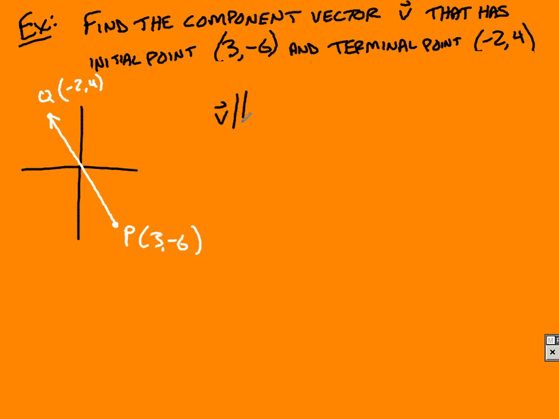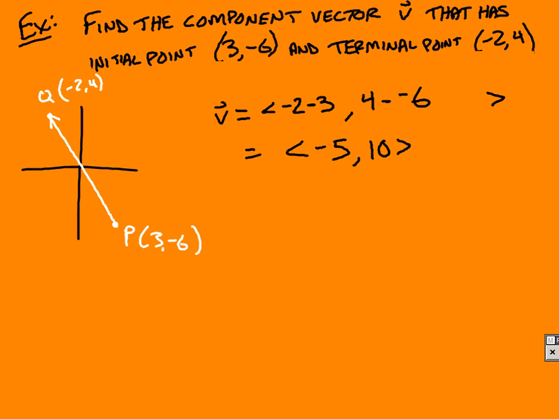So V, not the length of V, apologies. Just V will be, we're going to have these angle brackets, and we need to go in a specific order. We need to go from where we finished to where we started. So the x values of where we finished to where you started. You finished at the x value of -2, you started at 3, and the y values, you started at 4, and you ended at -6. If we simplify that, that's just -5, comma, 10. That is your component vector right there.